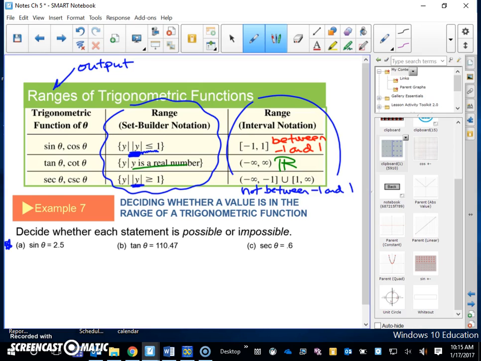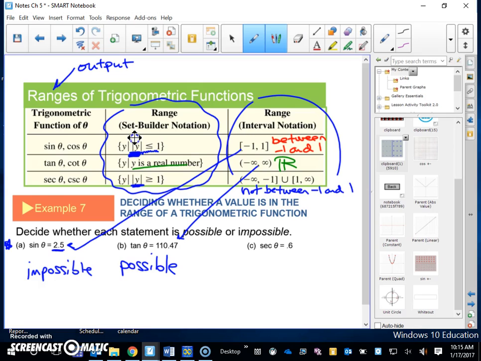Example 7 says, determine if this is possible or impossible. Sine theta equals 2.5. I'm not talking about y values, I'm talking about that output. Is it ever going to be possible for my output to be 2.5? No, because the output has to be between -1 and 1. This is impossible. Part B says tangent theta equals 110.47. Is it possible for my output to be 110.47? Yes, that is possible, because tangent theta's range is basically all real numbers.